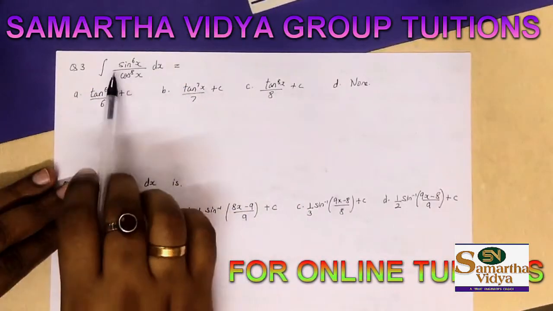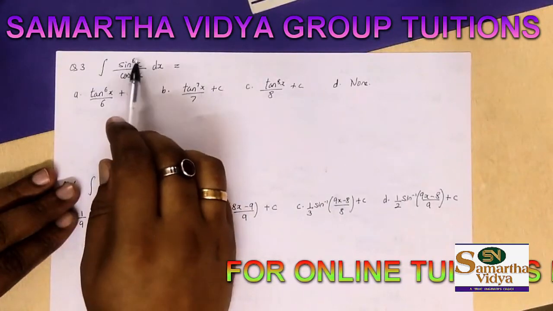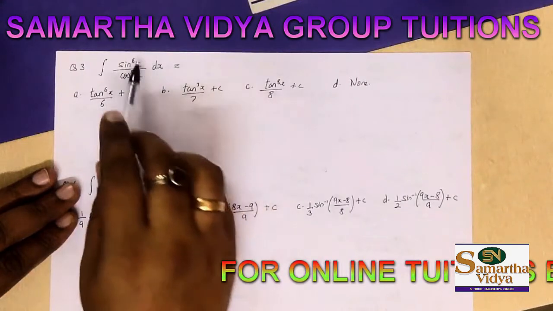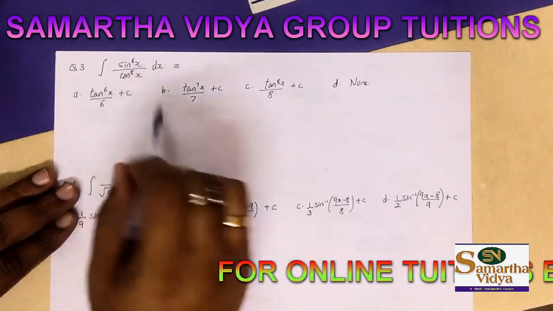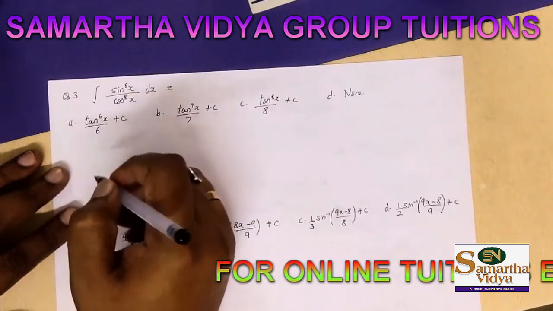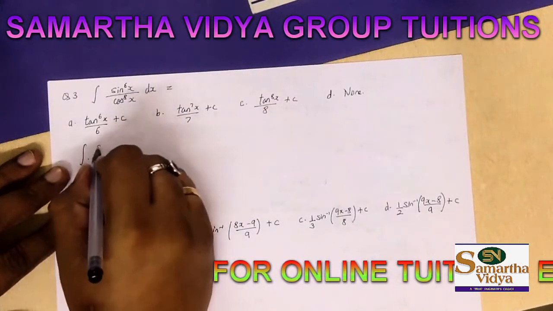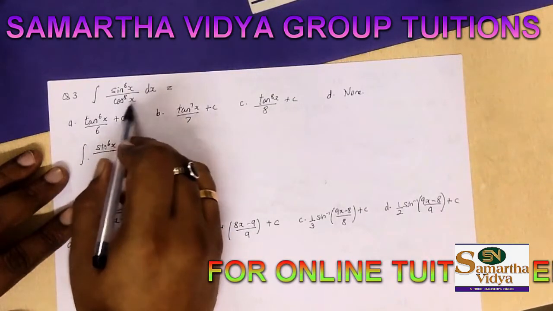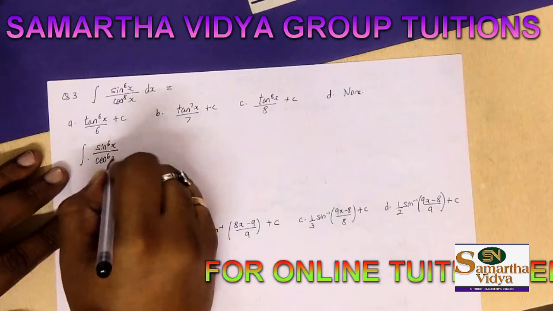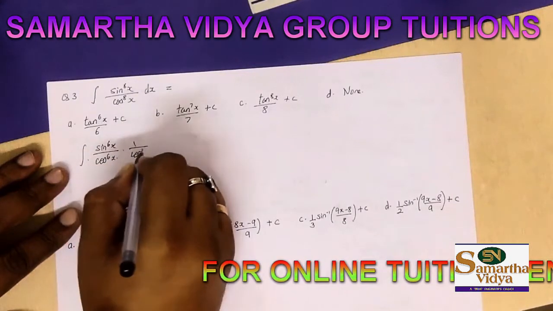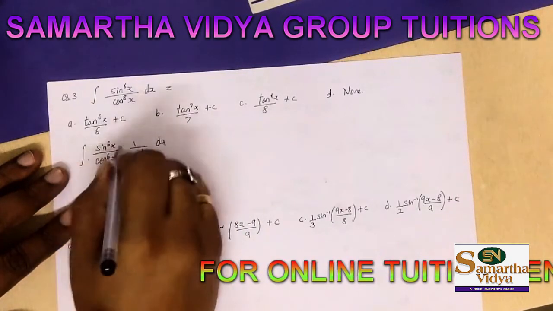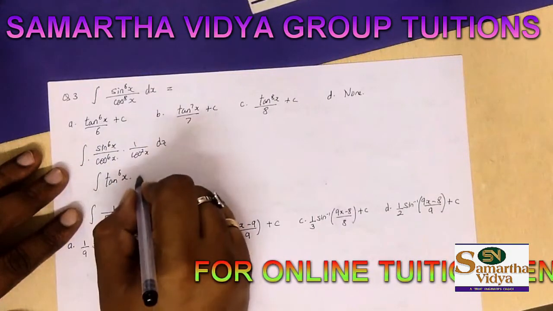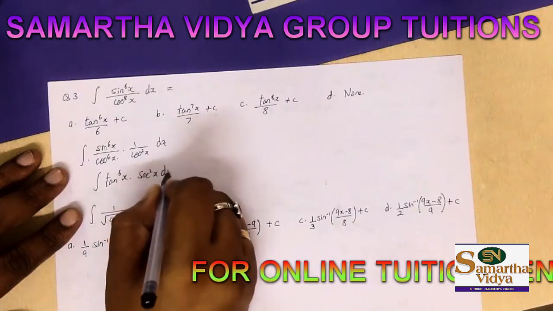Going to question number 3. So we have integration sin raised to 6x upon cos raised to 8x dx. Now in this, basically, we can solve this particular equation in this format. We can just split cos raised to 8x as cos raised to 6x into 1 by cos square x. So this term becomes integration tan raised to 6x, and this becomes sec square x dx.